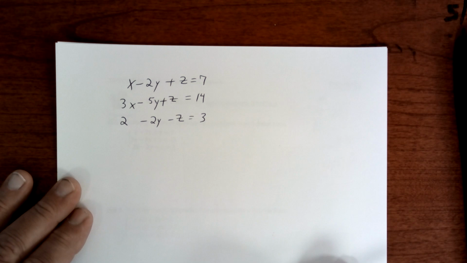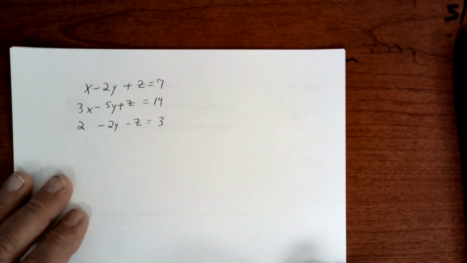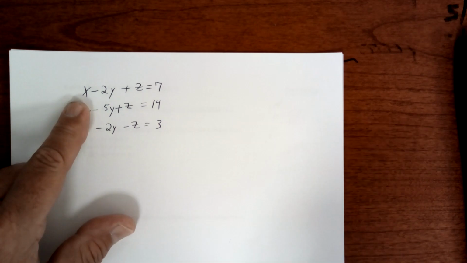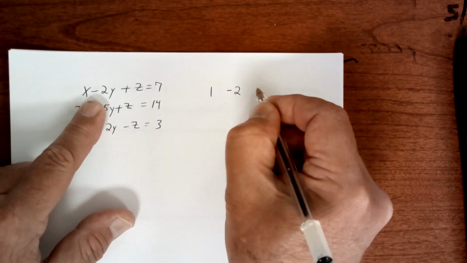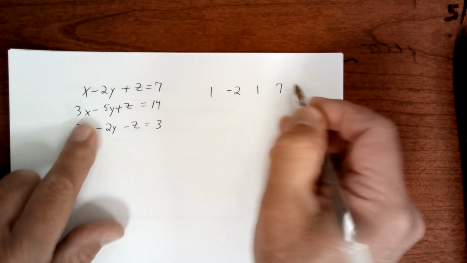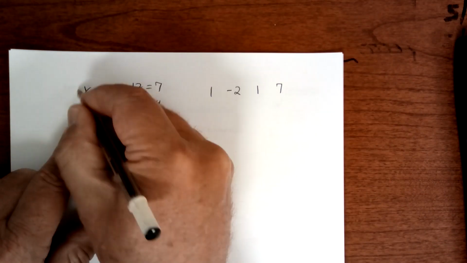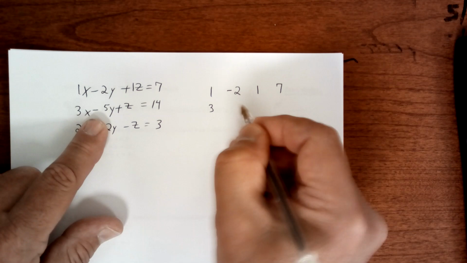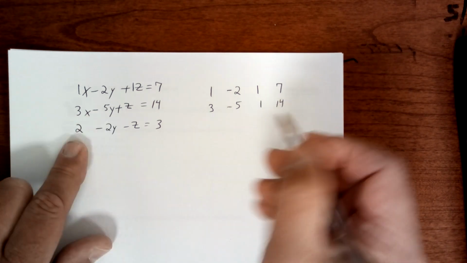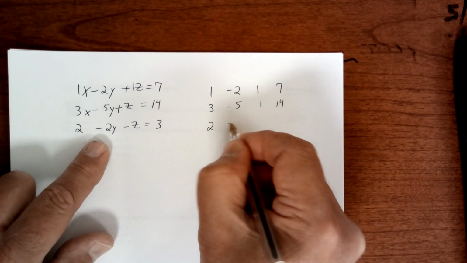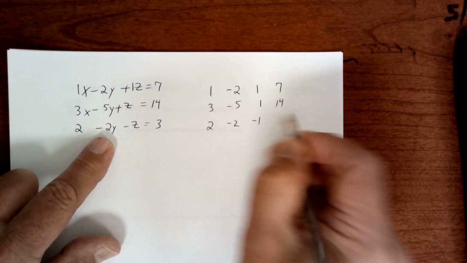Right there. Okay, so let's work this. Well, we're going to do matrix form today. So you're going to put the coefficients. So it's going to be 1. This is called augmented. 1, 7. It's a 1 right here. And then 3, negative 5, 1, and 14. And then 2, negative 2, negative 1, and 3.